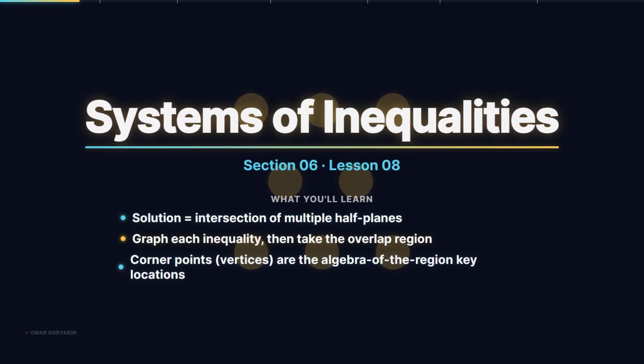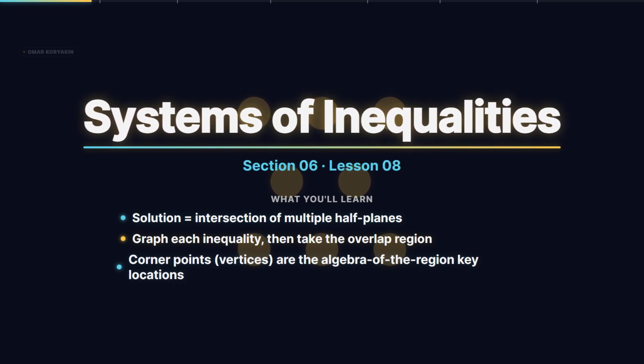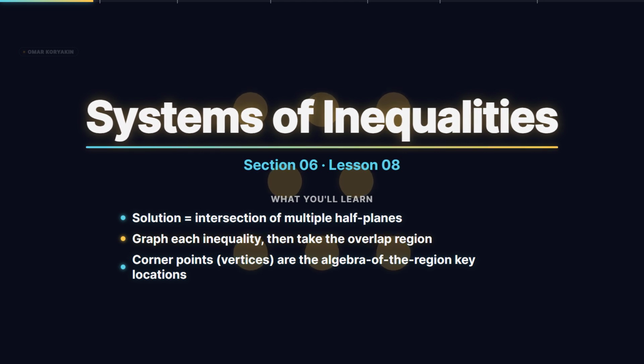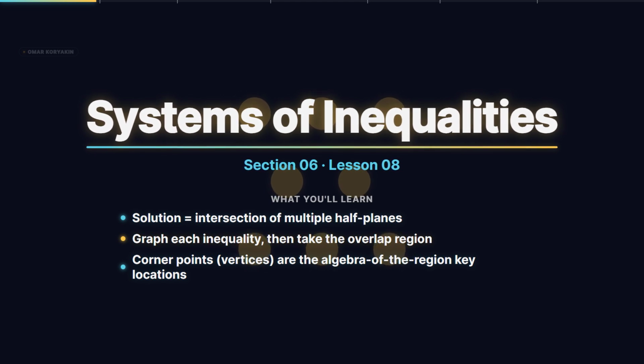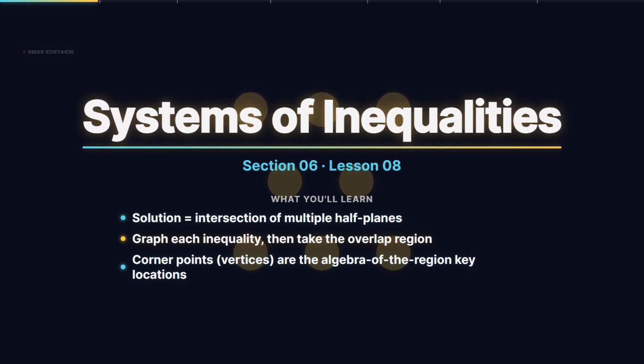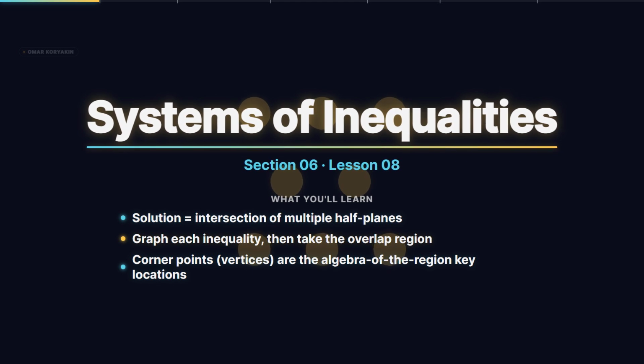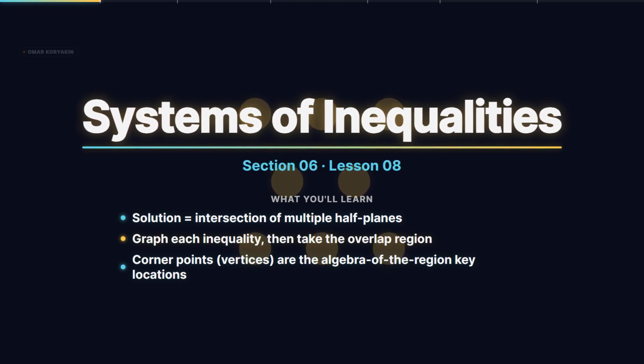Third idea. The corner points of the feasible region, also called vertices, are the points where 2 of the boundary lines intersect within the feasible region. Each corner is the simultaneous solution of the 2 inequality boundaries treated as equations, found by solving the corresponding 2-equation system using substitution or elimination. The corners are foundational because in linear programming, the optimum of any linear objective function over the feasible region always occurs at one of the corners. Today, we find the feasible region and its corners for 2 example systems.